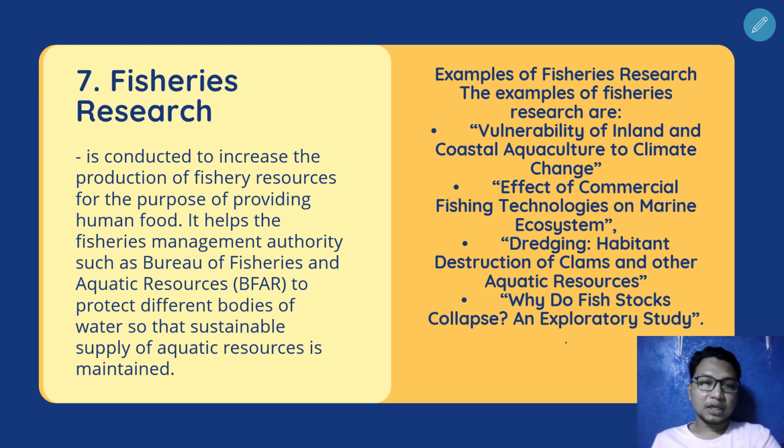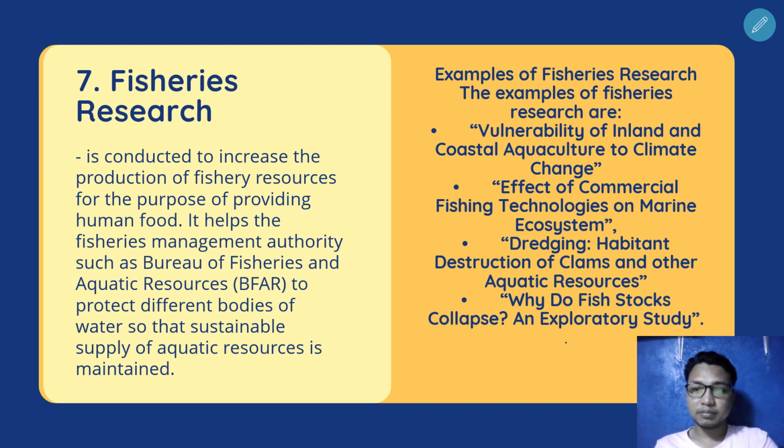So in here, you could study the factors that might affect the lowering rate of fish production in some areas in our country. Like for example, we have here vulnerability of inland and coastal aquaculture to climate change. So how does climate change affect these kinds of coastal aquaculture? And then effect of commercial fishing technologies on marine ecosystem, and dredging, habitat destruction of clams and other aquatic resources.